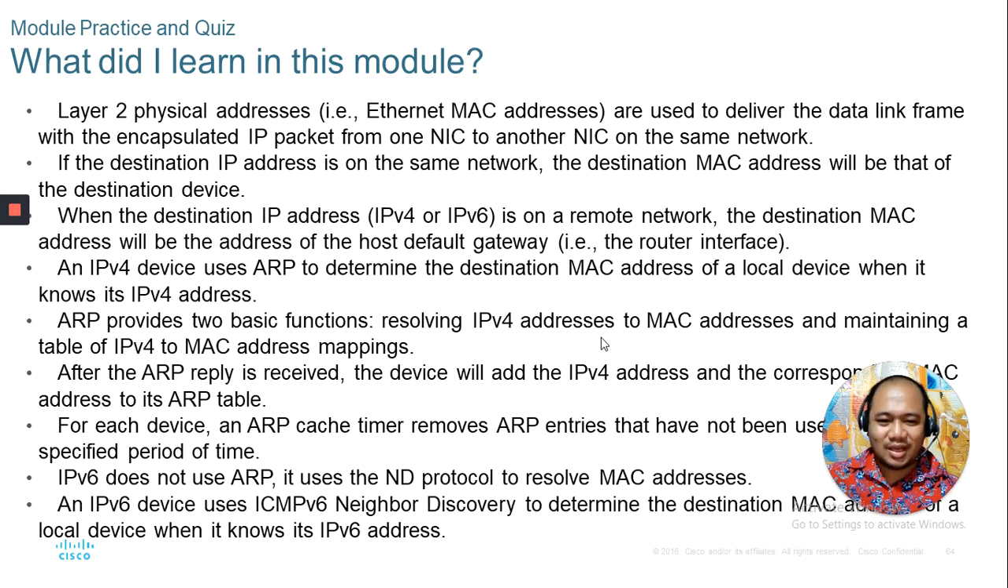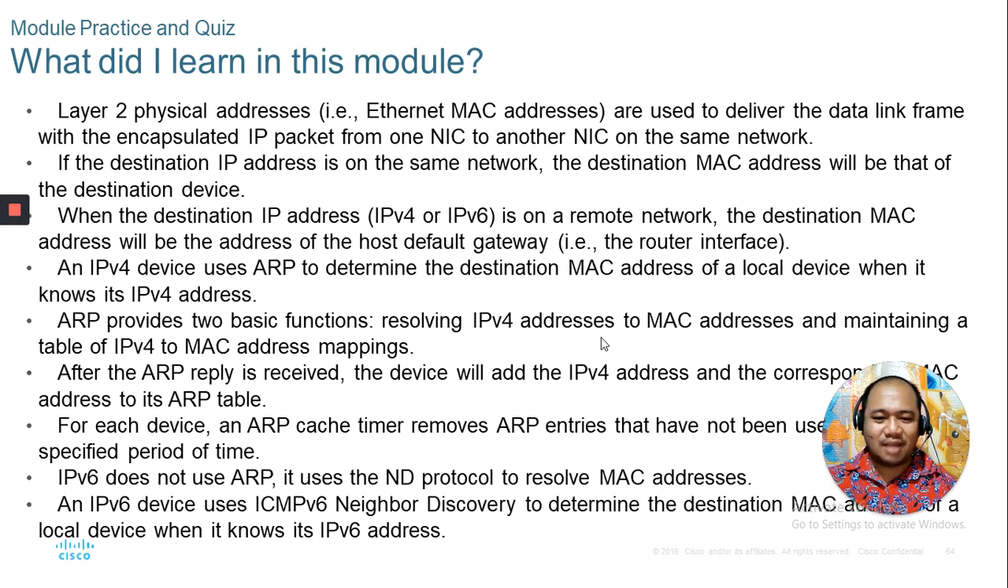Okay. When the destination IP address, either IPv4 or IPv6, is in a remote network, the destination MAC address will be the address of your default gateway, which is your router. The IPv4 device uses ARP to determine the destination MAC address for a local device when its IP is known. Okay. ARP provides two basic functions: resolving IPv4 addresses to MAC addresses and maintaining a table of IPv4 to MAC address mappings. That will be the ARP table or ARP cache. Okay. If you know the IP address, then it will resolve and give you the MAC address of your destination for as long as they are on the same network.